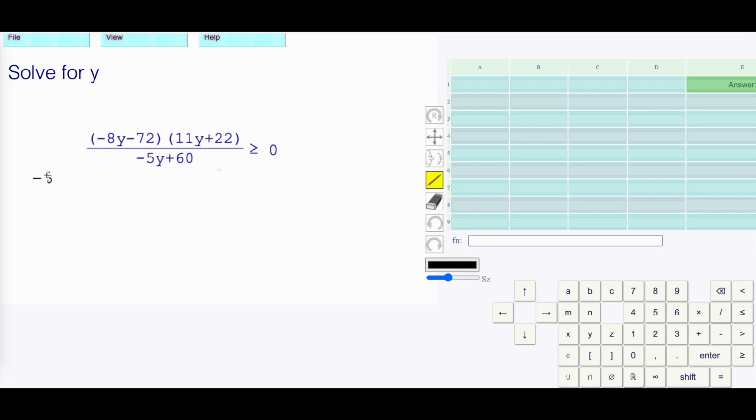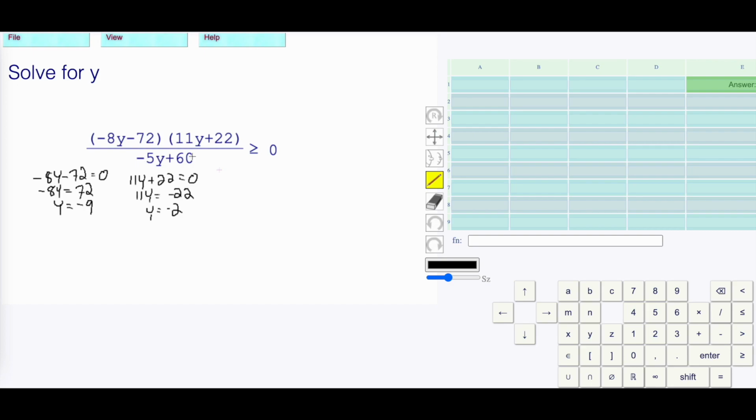I have negative 8y minus 72 equals 0. Add 72 to both sides, so negative 8y equals 72. Then divide both sides by negative 8. Y is equal to negative 9. For the 11y plus 22, we get 11y plus 22 equals 0. Subtract 22 from both sides. We have 11y is equal to negative 22. Divide both sides by 11. Y is equal to negative 2.